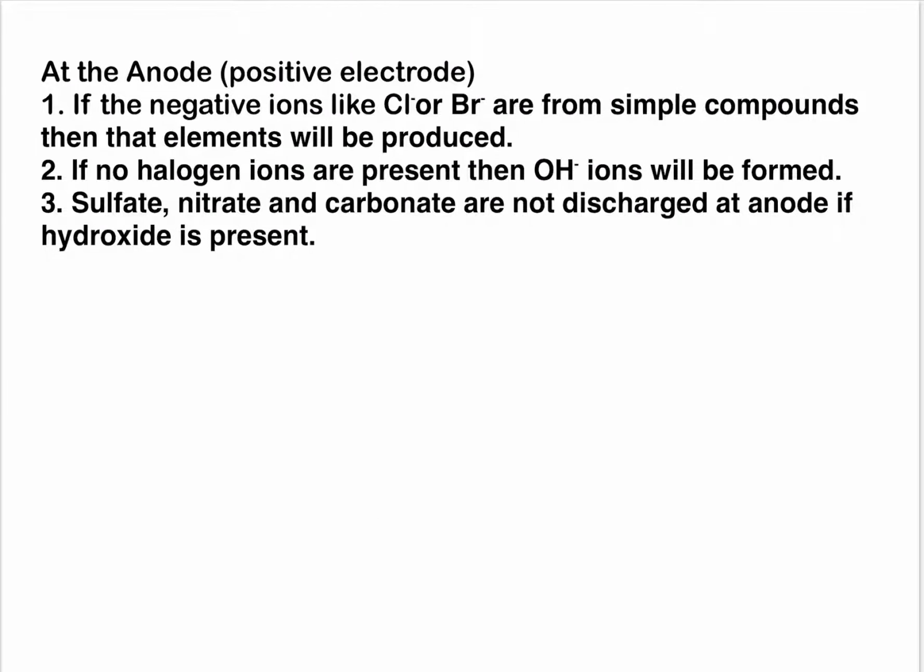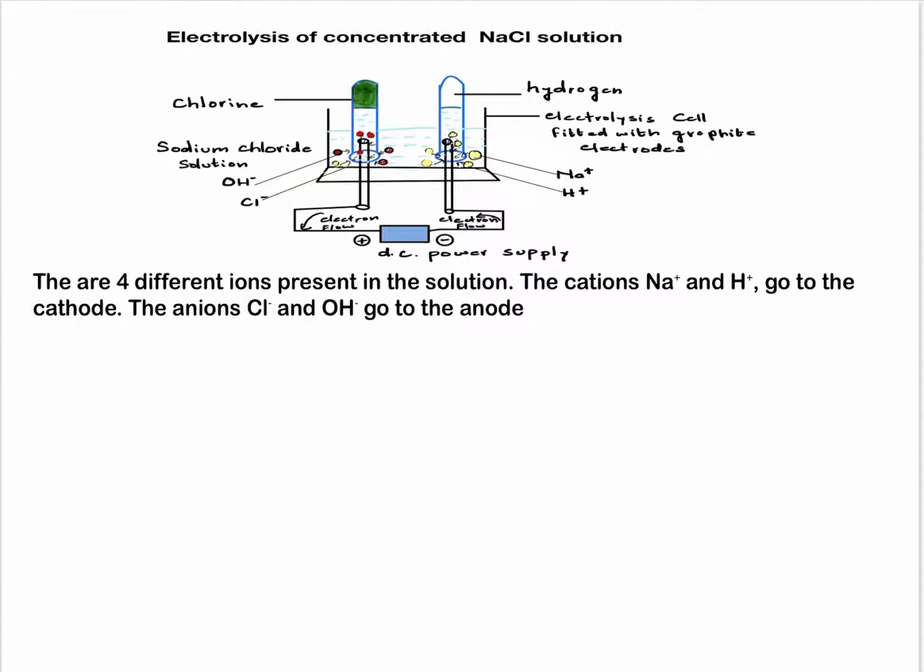At the anode, the positive electrode, if negative ions like chloride or bromide are from simple compounds, then that element will be produced. Number two, if no halogen ions are present, then hydroxide ions will be discharged. Number three, sulfate, nitrate, and carbonates are not discharged at the anode if hydroxide is present.